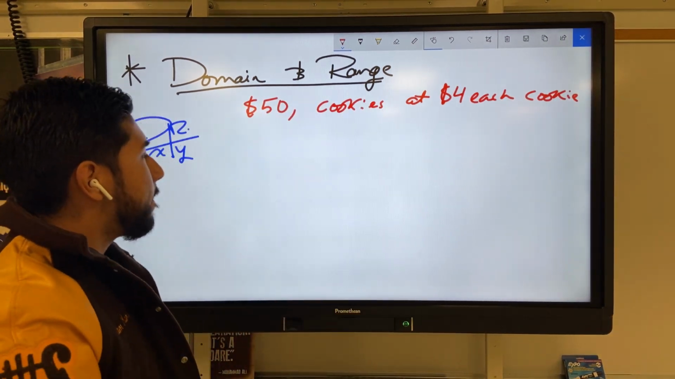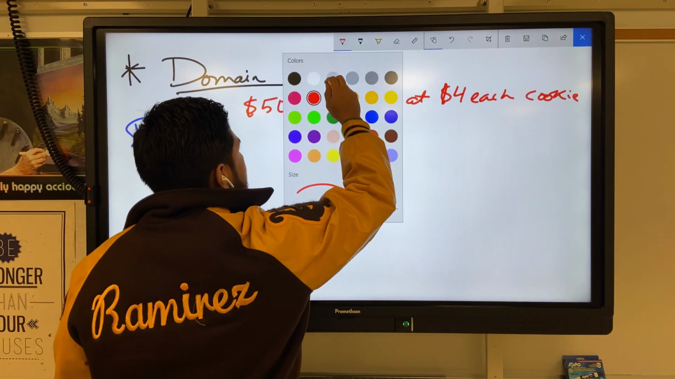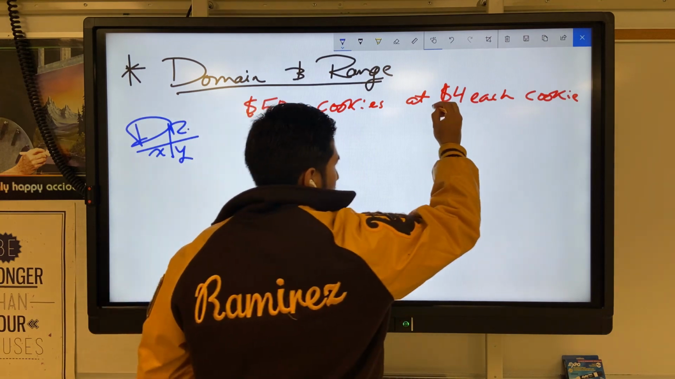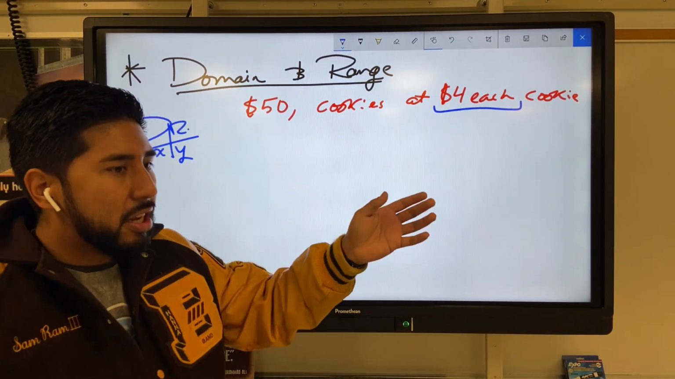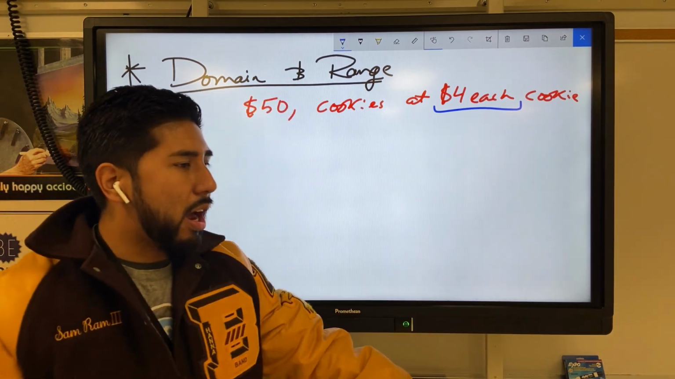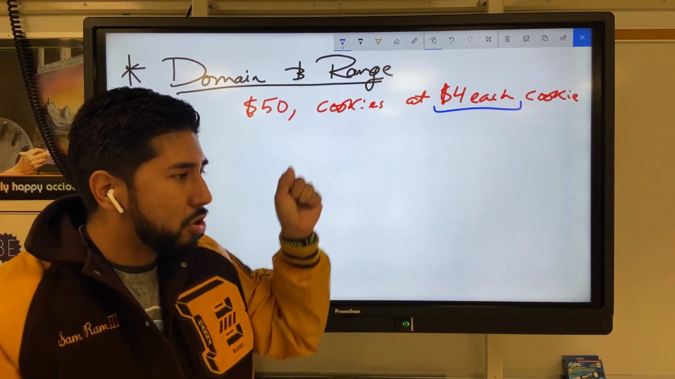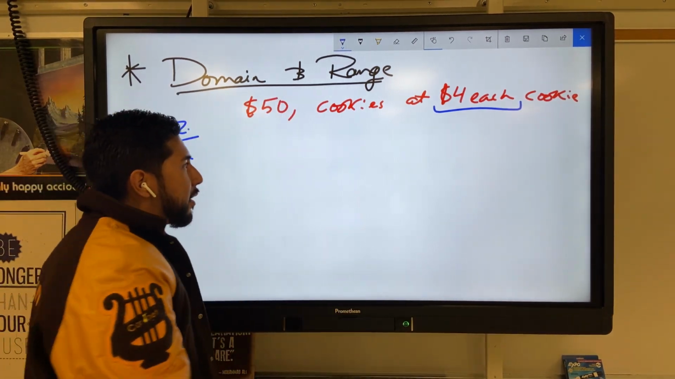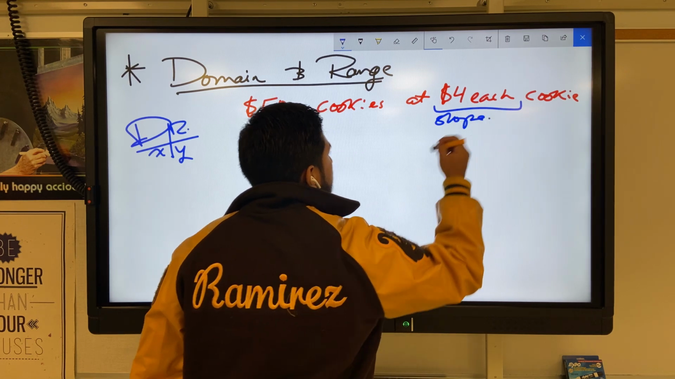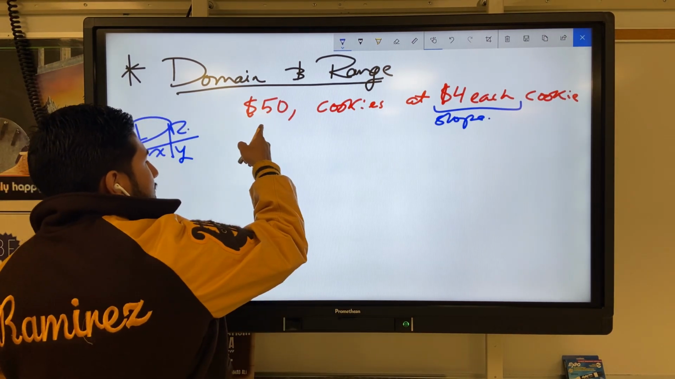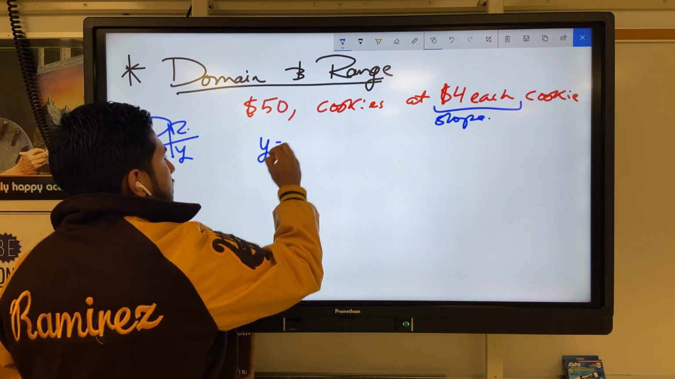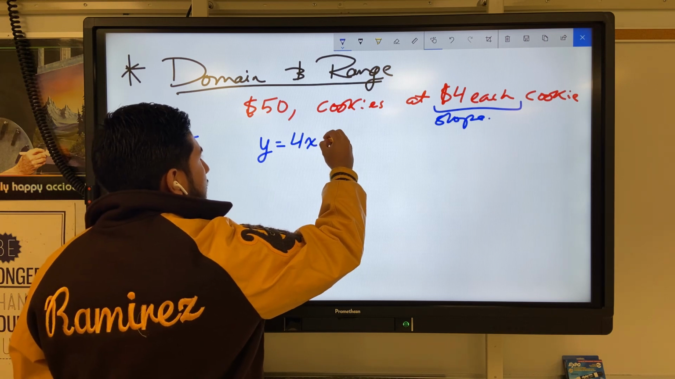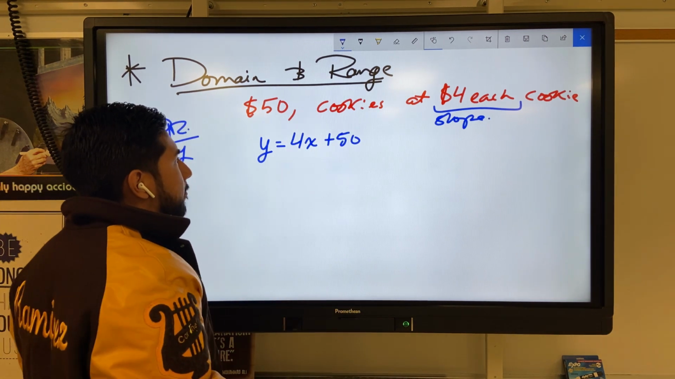So then, got to make a table. But before I make a table, I need to know what is my equation. And I know this is kind of difficult, but that's the name of the game. For each, that says for each one, I'm making money off of each cookie. So one cookie is $4. Two cookies, $8. So that's my x. This is my slope. This is a one-time fee. So I'm going to say y equals that 4x, my slope, plus 50 because it's a one-time fee.